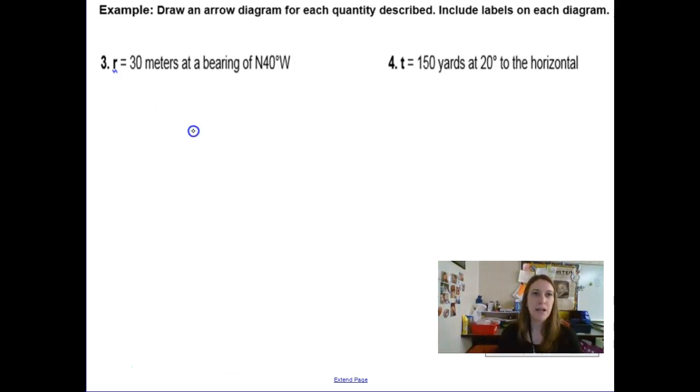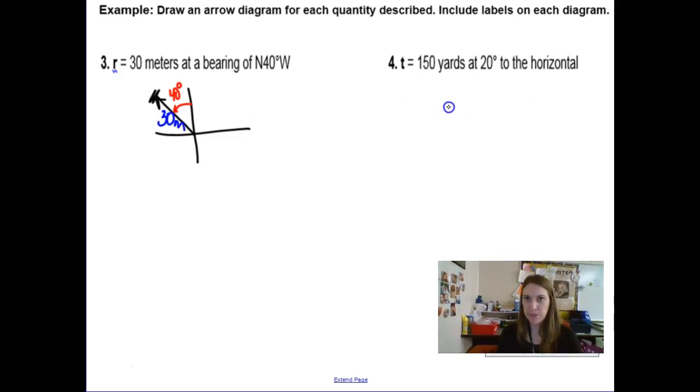Alright. A little more. So this time we're going to start at the north line and head towards the west. So 40 degrees westward, like here, vector, and we traveled like this, 40 degrees, and the magnitude was 30 meters.